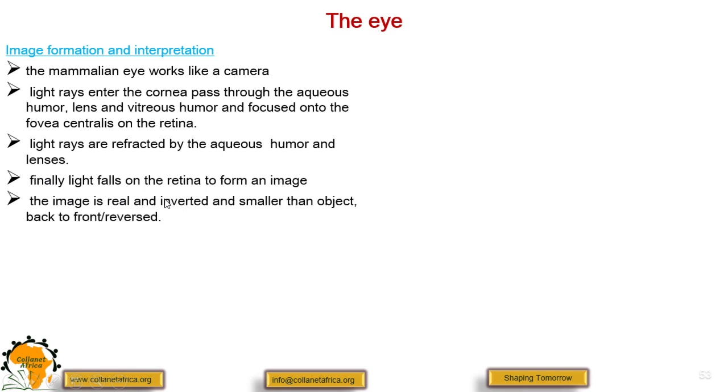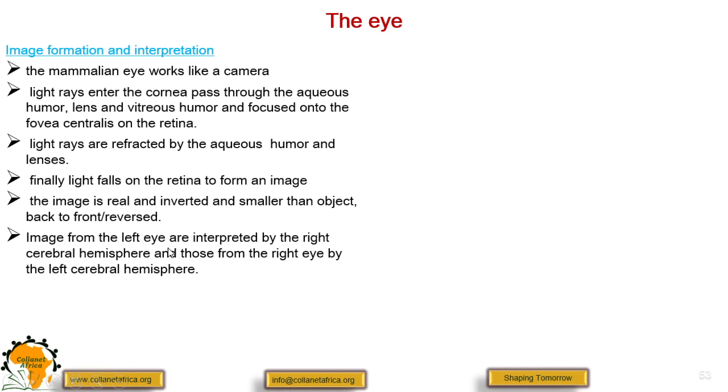The image is real and inverted, smaller than the object. It is reversed actually. The images from the left eye are interpreted by the right cerebral hemisphere, and those from the right eye are interpreted by the left cerebral hemisphere.